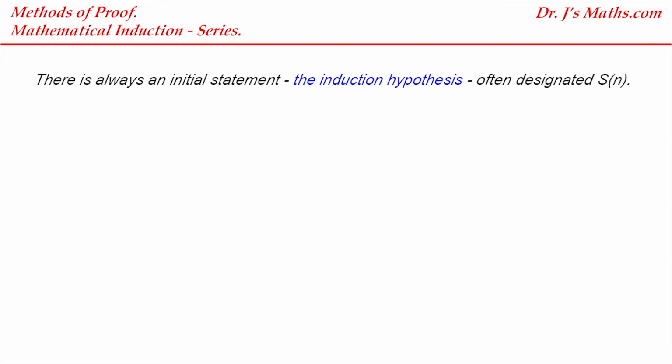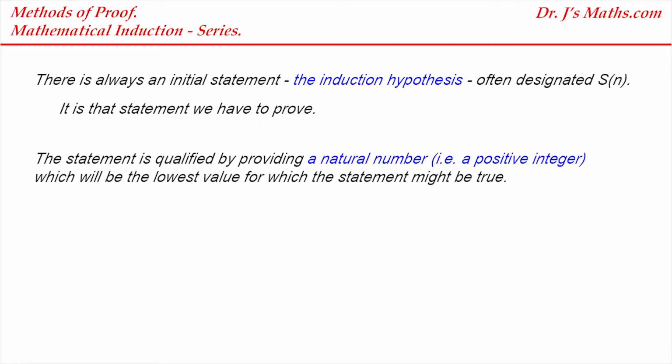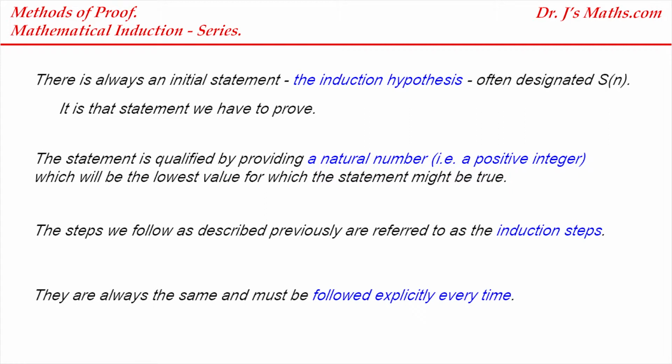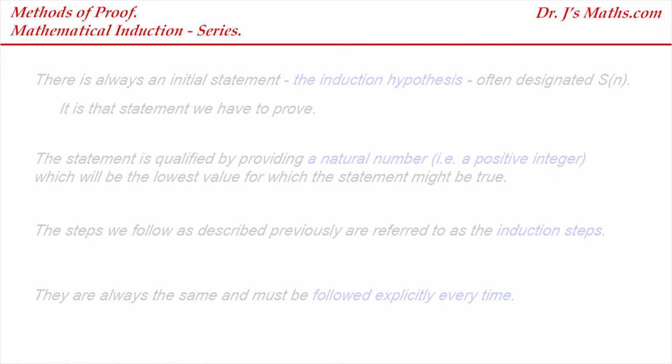When we're doing induction, there's always an initial statement, which we call the induction hypothesis, and this is often designated with S(n). It is that statement that we have to prove. The statement is qualified also by providing a natural number, that is, a positive integer, which will be the lowest value for which the statement might be true. The steps we then follow, as described previously, are referred to as the induction steps. They are always the same, and they must be followed explicitly every time you do an induction.